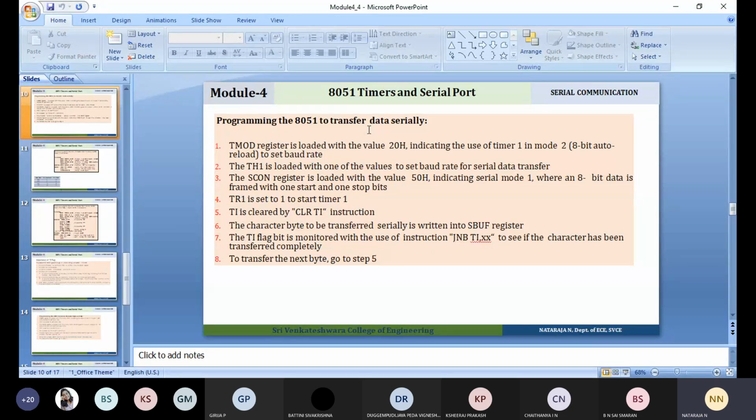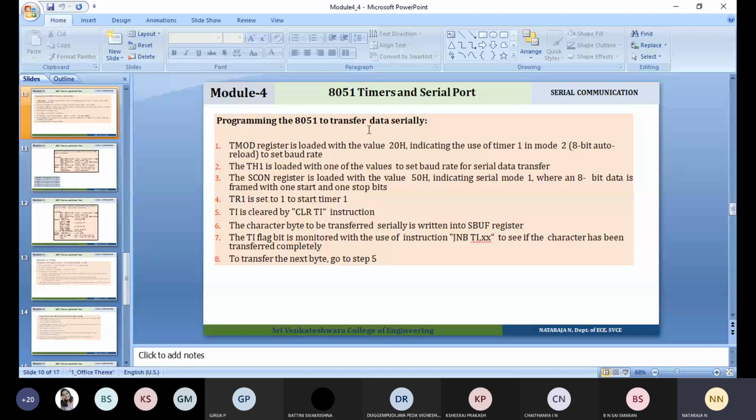Then the next step: the character byte to be transferred serially is loaded into the SBUF register. And next, the TI flag bit is monitored with the use of the instruction jump if no bit, on your transmitting bit. It will be compared with some number, that is why I have taken XX. It will see whether the character has been transferred completely or not. It will check.